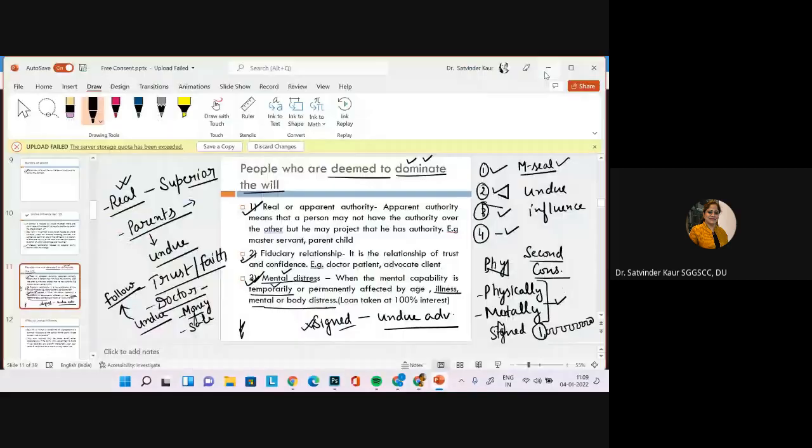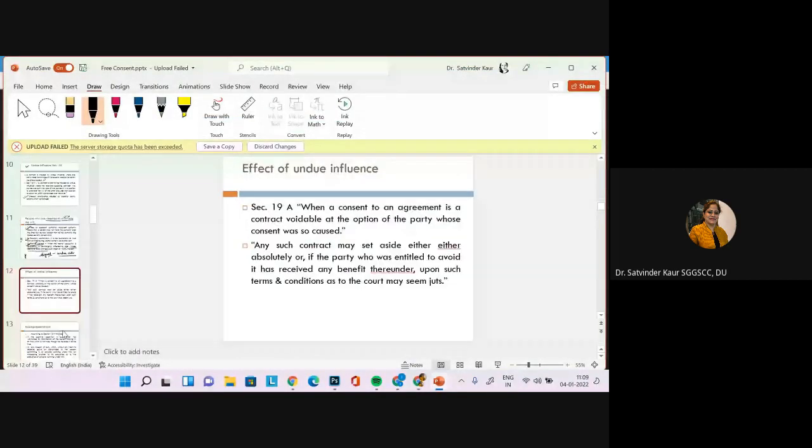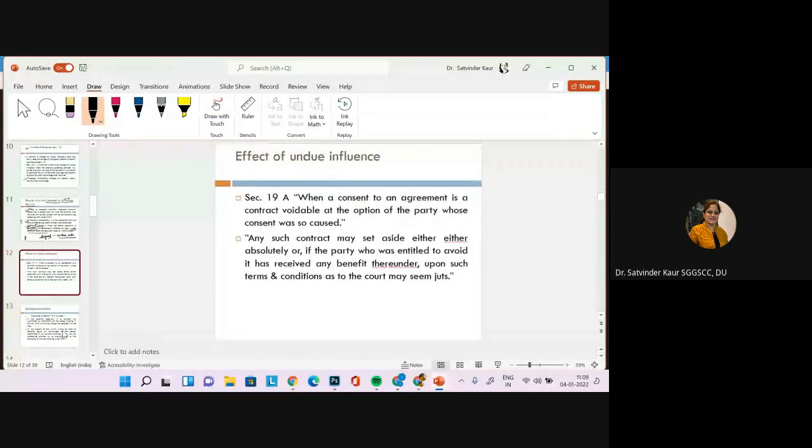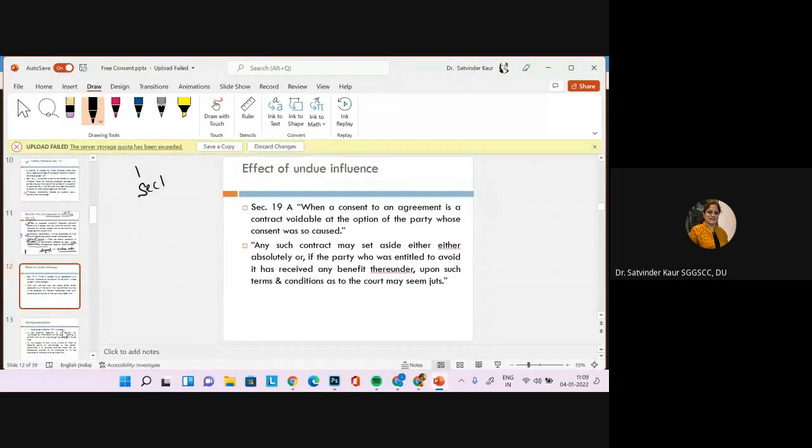Now we say what is the effect of undue influence. So we discussed yesterday also that Section 19 gives us the option that your contract will become voidable. We will not explain voidable again. We simply say that a contract is voidable at the option of the party whose consent has been so caused. So we can say "whose consent has been so caused" or also use "the party whose consent has been affected by undue influence".